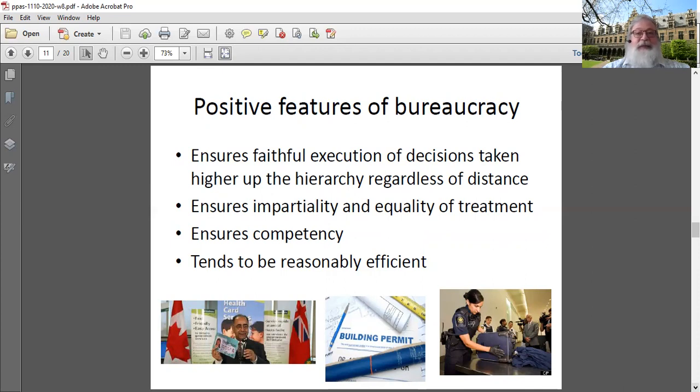State bureaucracies and the bureaucratic model, again, if we follow it, tends to ensure a reasonable level of competency, right? Public servants generally know what they're doing and generally do it well. And it also tends to be reasonably efficient. It is an efficient way to organize the work of large numbers of people so that we reduce mistakes and we reduce lags due to miscommunication and uncoordination.